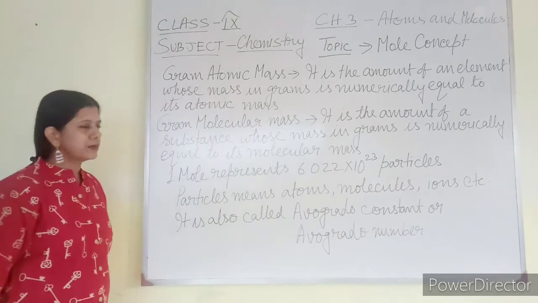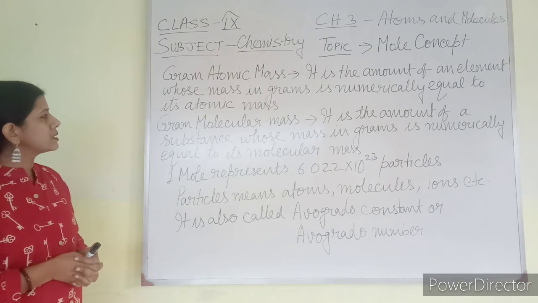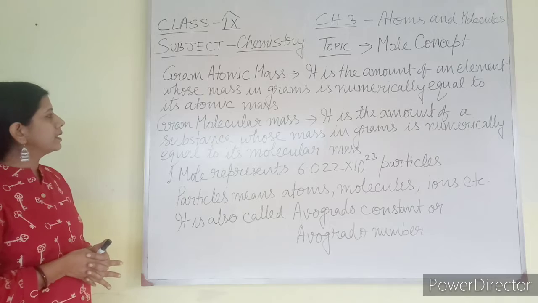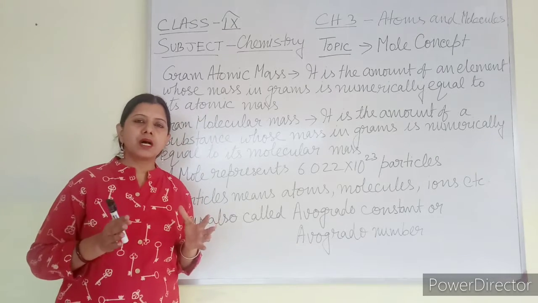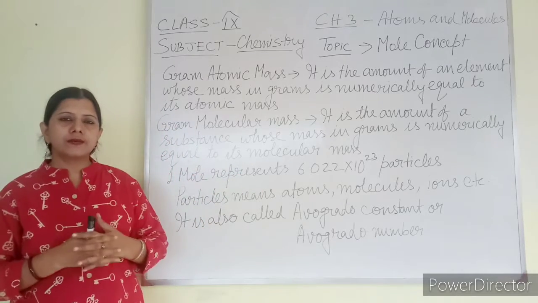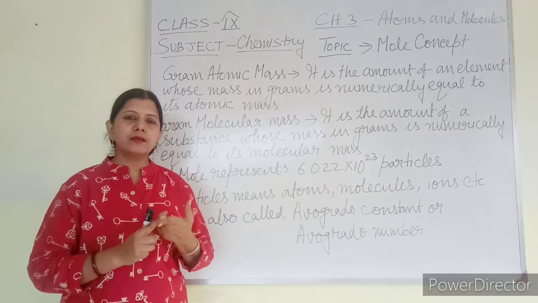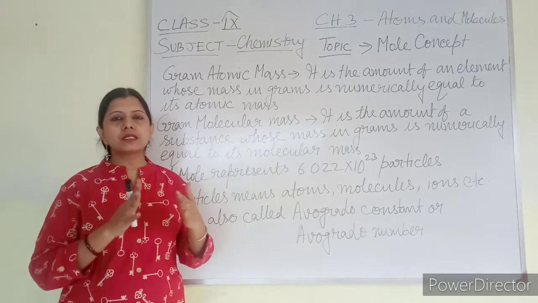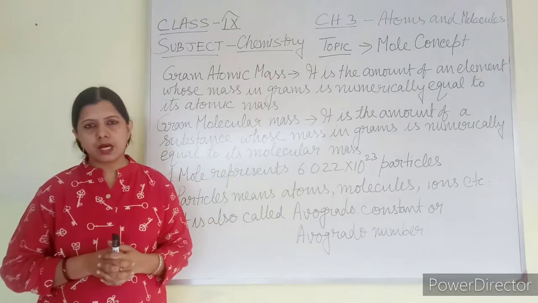So, what is gram atomic mass? It is the amount of an element whose mass in gram is numerically equal to the atomic mass. Gram atomic mass means a particular amount of an element. That amount of element will have mass in gram equal to its atomic mass.